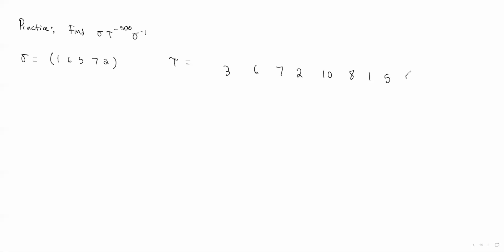Okay, and there was a question we were supposed to do, which is from your practice problems for the term test, which is to find sigma tau to the negative 500 sigma inverse. So sigma is (1 6 5 7 2) and tau is (3 6 7 2)(1 0 8 1)(5 4 9).